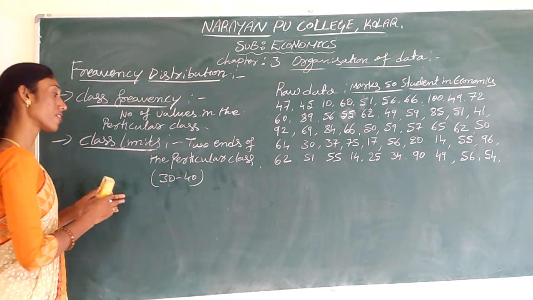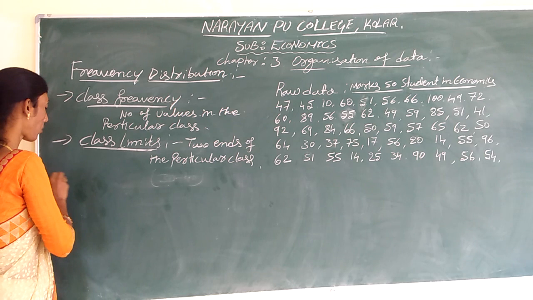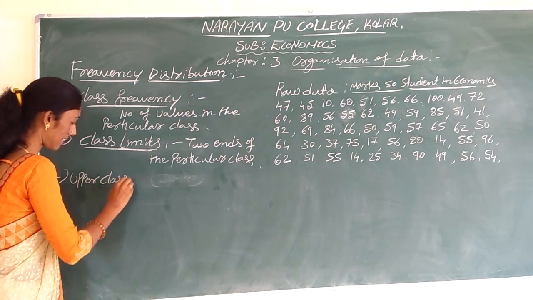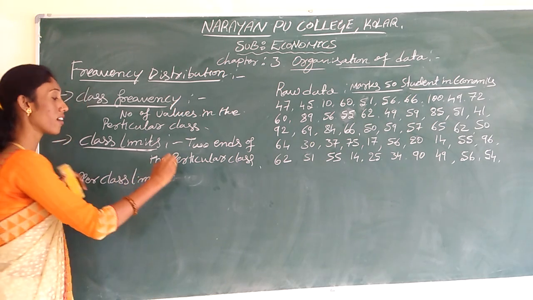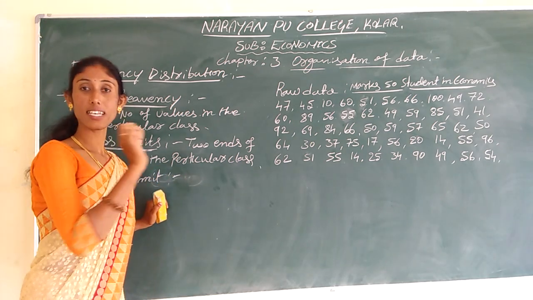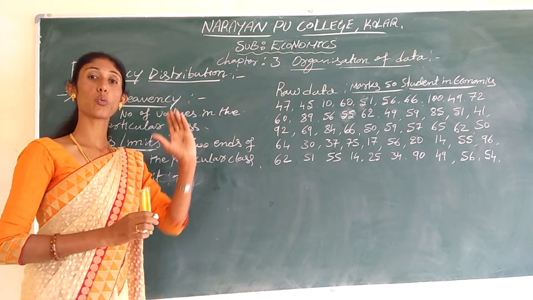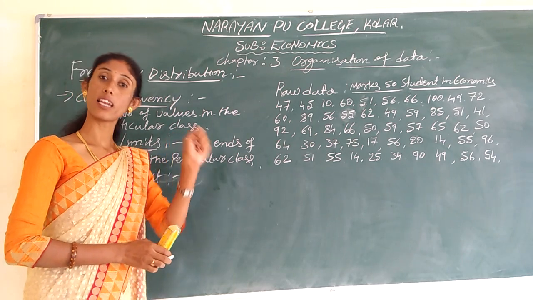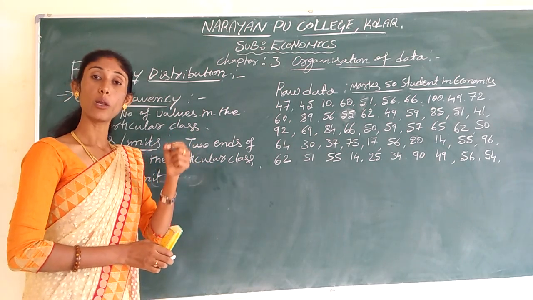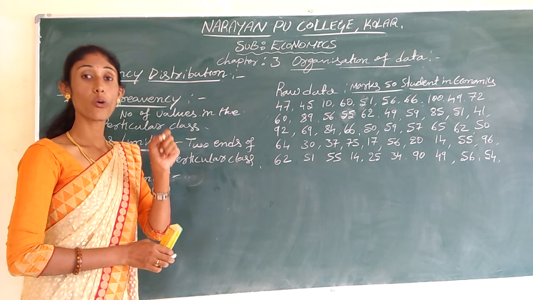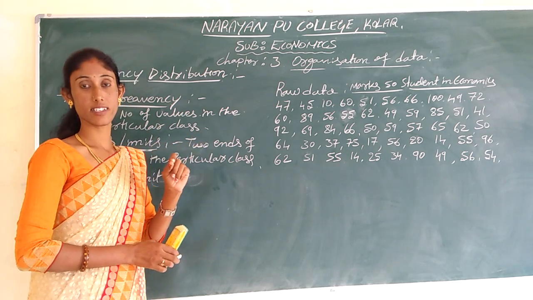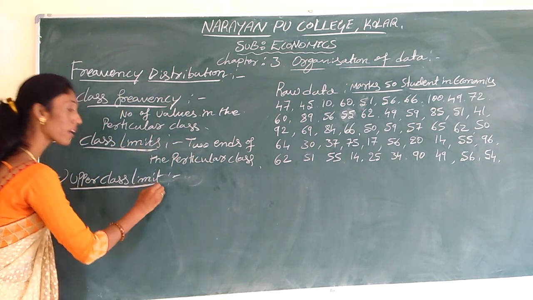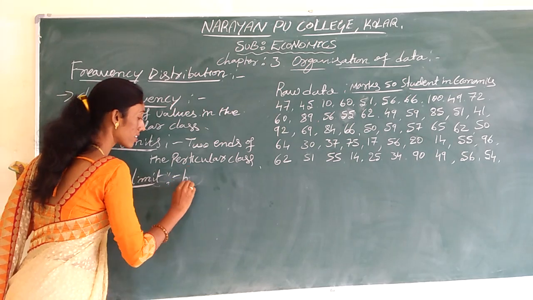After the class limit, we have one more, that is the upper class limit. Very simple: upper class limit means the highest value in the particular class is considered as the upper class limit, and in the same way, the lower class limit means the lowest value in the particular class is considered as the lower class limit.